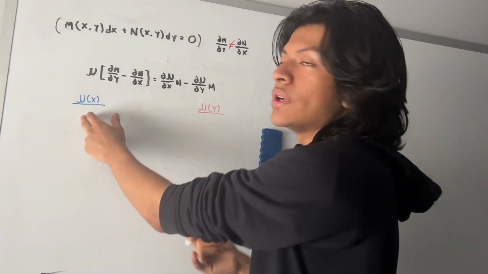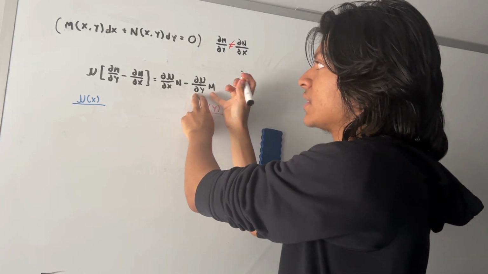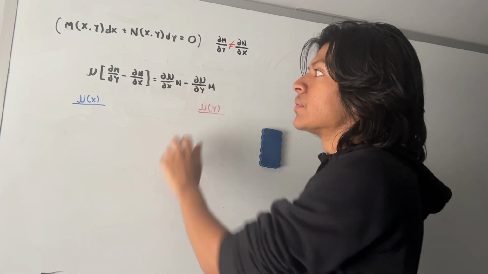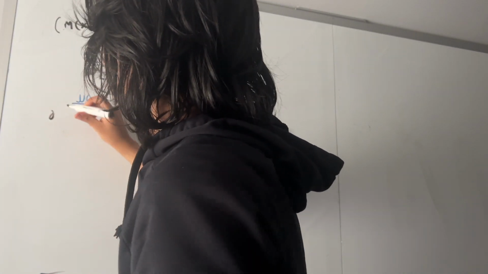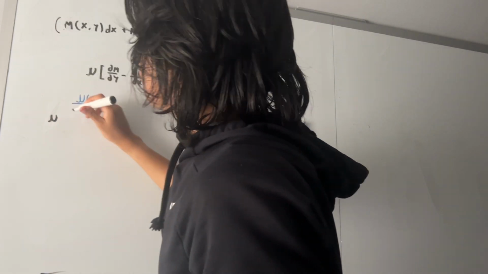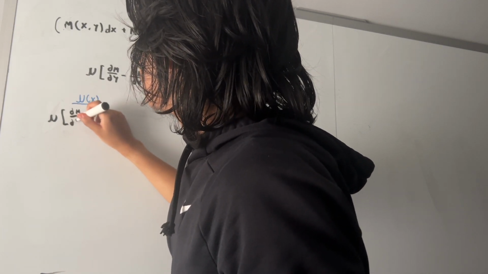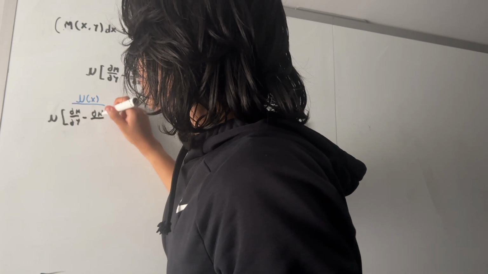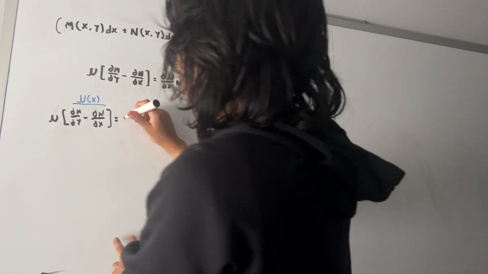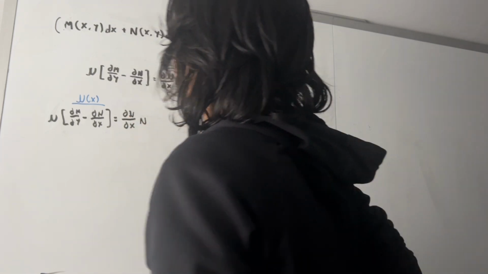Notice how if u is just a function of x, this term right here completely goes away, because when you take the derivative with respect to y of a function that's just a function of x, this is just going to be 0. So for u of x, we're going to have u times, pretty much the left side just stays the same. So we have this, and it's going to be equal to this part right here, so partial of u, partial of x times N.